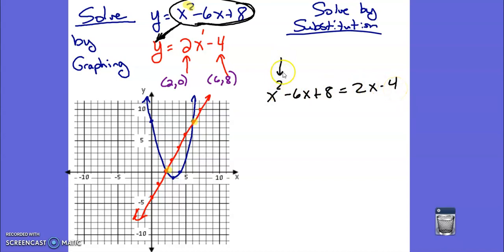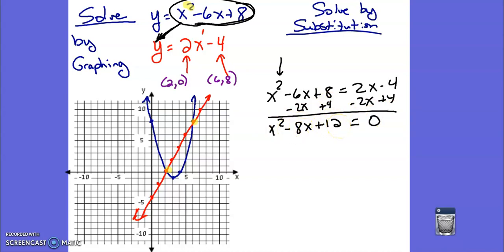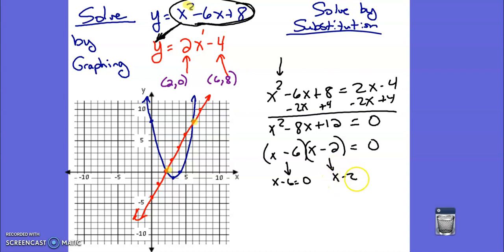Remember, it's a quadratic. To solve quadratics, you typically want to get everything equal to 0. So we're going to bring everything over to one side, and have it equal to 0. And to solve quadratics, again, I would recommend trying to factor it. You can also use the quadratic formula or completing the square, but typically factoring would be a little bit quicker. So here you have x minus 6 equals 0, and here x minus 2 equals 0. So x equals 6, and x equals 2.